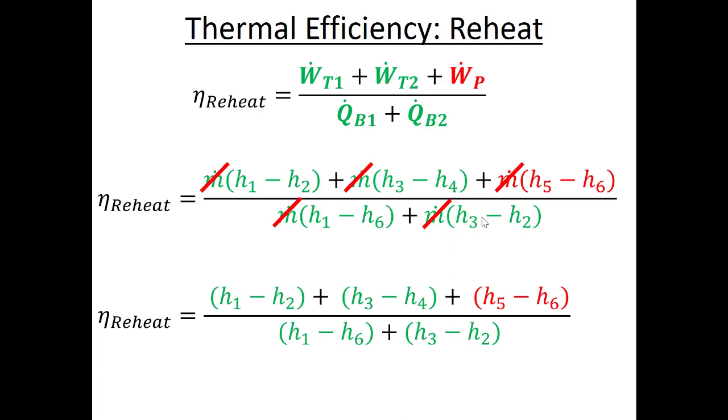Notice that there's no H2s, H4s, or H6s here, right? So in my thermal efficiency equation, I never talk about the ideal outlets of these different components because those things aren't real. They don't exist. But finding them will help me to find the real outlets, and it's the real outlet enthalpies that I need in my thermal efficiency equation.